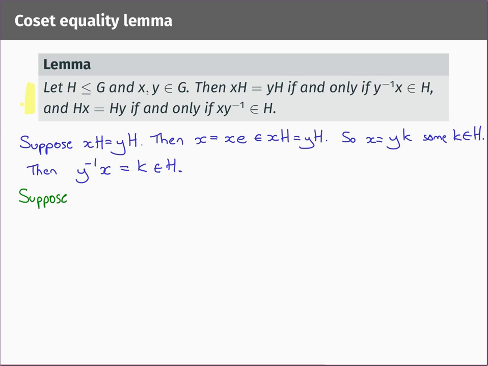So let's suppose that y inverse x is an element of h, and I have to prove that the two cosets xh and yh are equal. So we'll do it with a double inclusion. We'll show that every element of xh is in yh and every element of yh is in xh. So let's, as our first step then, take an element of xh and prove that it is in yh.